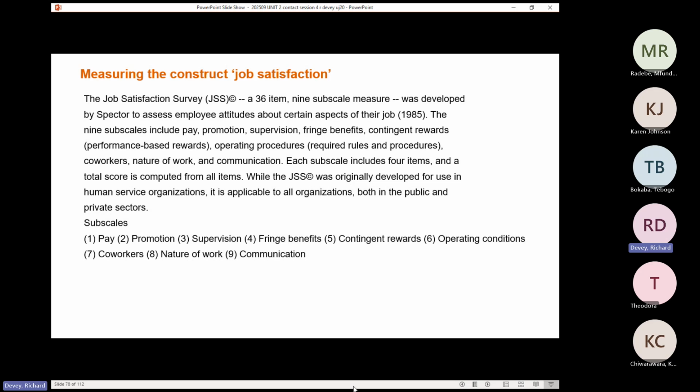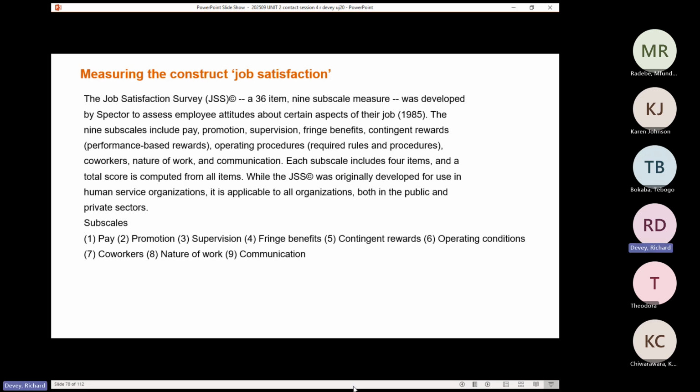So the one is called the Job Satisfaction Survey. It's a 36-item, 9-subscale measurement. I'm not going to go into details about the scale. The main point to take from this is that there are different instruments that you can use to measure job satisfaction. And I'm giving you the examples here. So this Job Satisfaction Survey measures pay, promotion, supervision, fringe benefits, contingent rewards, operating conditions, co-workers, nature of work, and communication. So it's got 9 subcomponents to the job satisfaction.